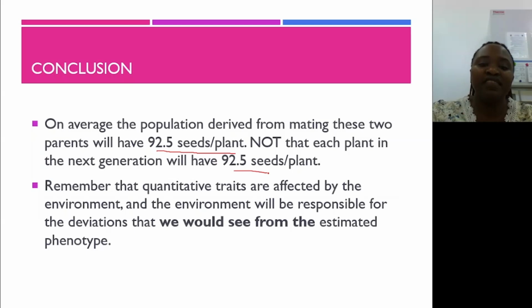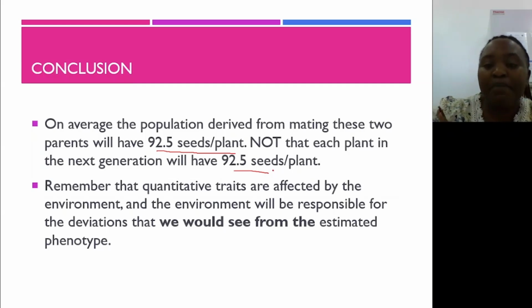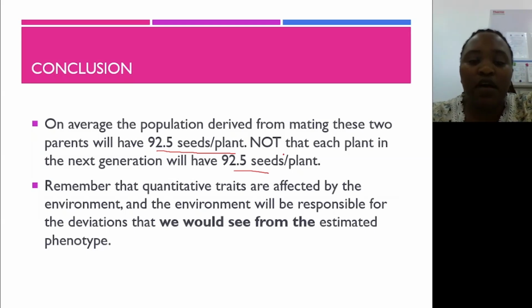Within that, it means that some plants within this new generation will have even more than 92, others will have less than 92, but on average they'll have 92.5. And that means you can keep improving. Now from this generation, you can pick the best, then you combine them, and so on and so forth, and keep improving. That's how we improve plants, that's how we improve animals with time.